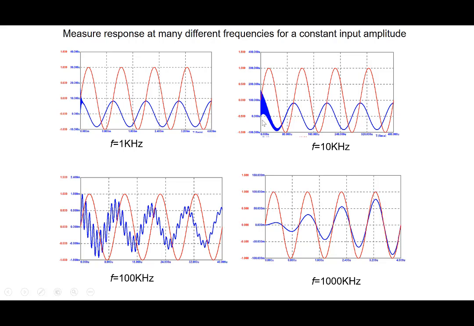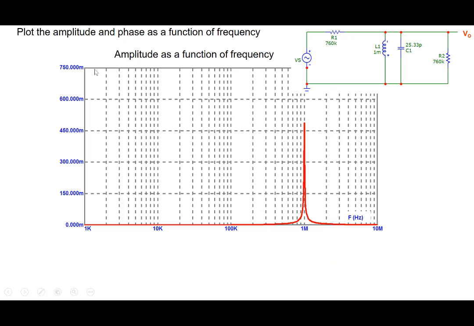So the idea is that the amplitude of the input is fixed, but its frequency is changing. Now you plot the amplitude of the output as a function of frequency. So we look at the output voltage. The input voltage amplitude is fixed, but its frequency is being swept from, let's say, 1 kilohertz to 10 megahertz, right? And the output is also going to be a sinusoid. And we are looking at its amplitude as a function of frequency.